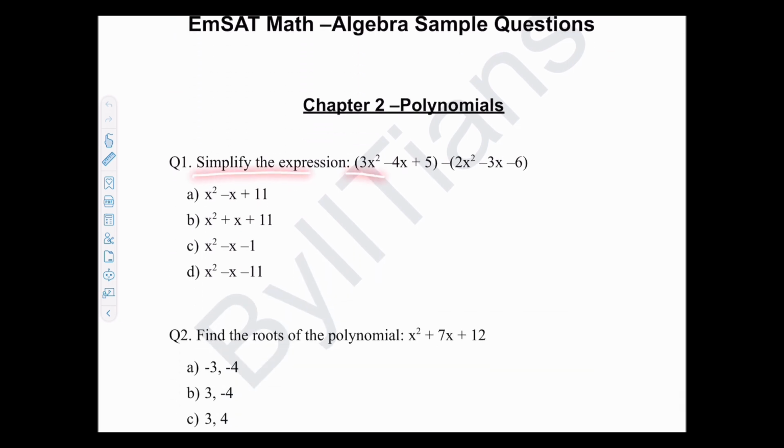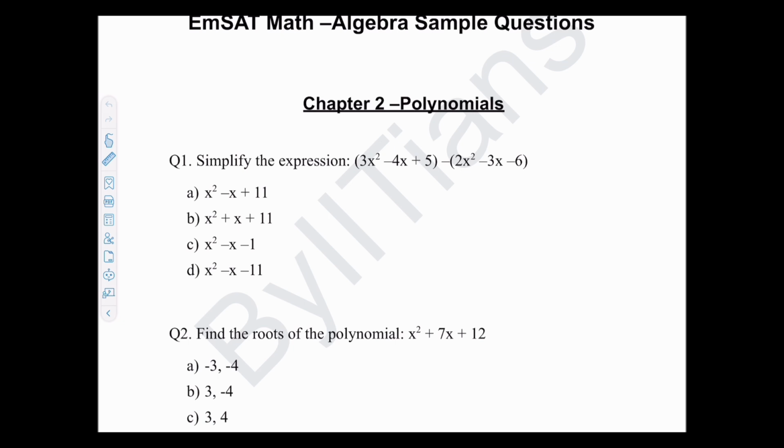Simplify the expression 3x squared minus 4x plus 5 minus 2x squared minus 3x minus 6. So we just have to simplify this expression. So let's write this expression out. So it's 3x squared minus 4x plus 5. Okay, minus, let's open the bracket. So minus, it's 2x squared.